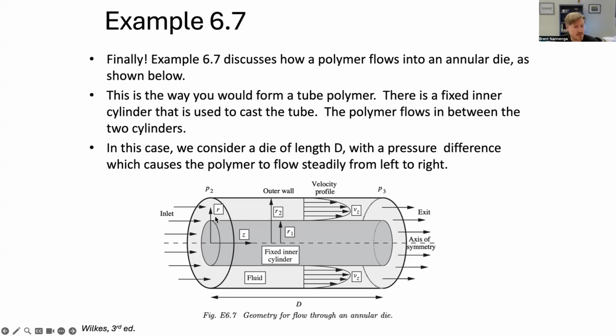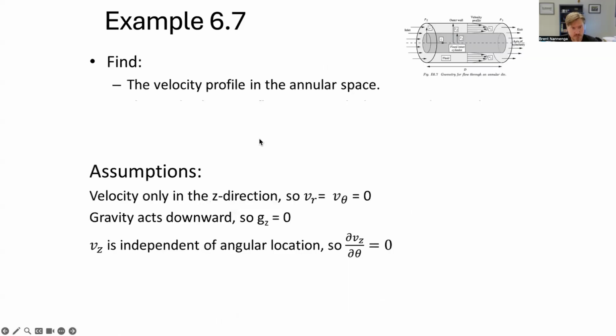But in this case, we don't have the maximum down the middle because we have the die there. So how do we handle this? It's going to be very, very similar to what we did before. We're going to first make assumptions. We're going to take our Navier-Stokes equations, see how those get canceled out based off our assumptions, and then we're going to use calculus and boundary conditions to solve for the velocity profile, in this case in the annular space here.